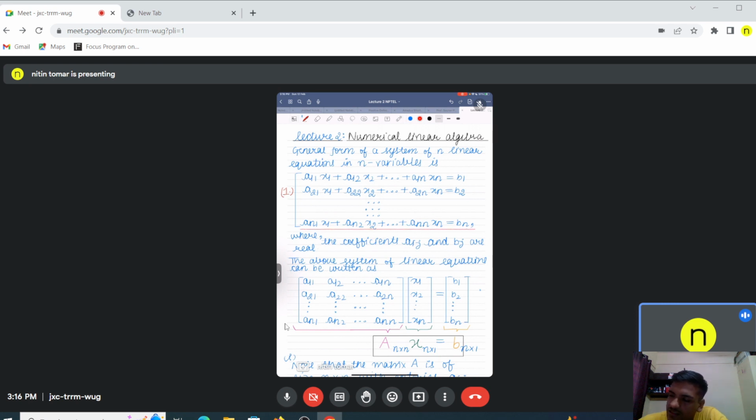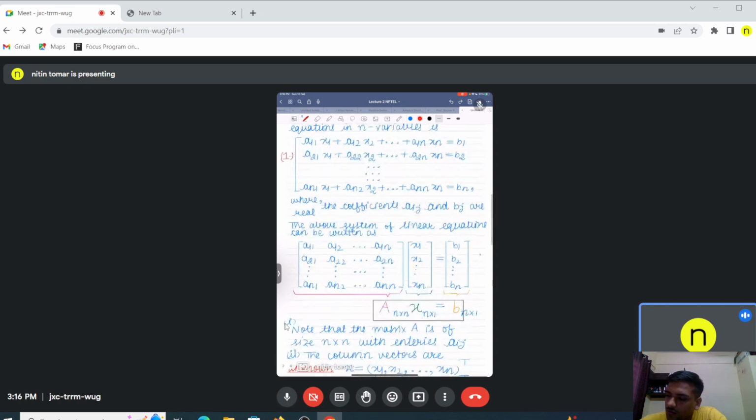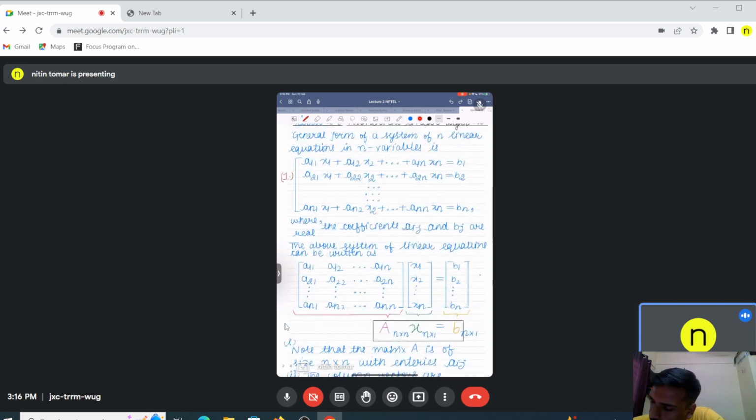So how many equations are these? See, 1, 2 and n, right? n equations, right? So the coefficients are real, okay? These aij's and bj's are real numbers. We are not doing anything in the complex field. Now this system of linear equations can be written in matrix form as given in 2, right?